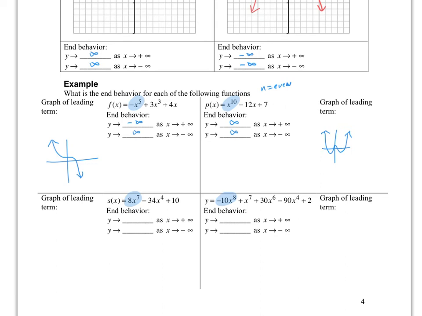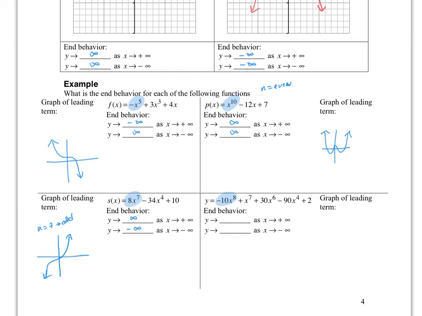Okay, now in the next example, you can see that the leading term has an exponent that is odd. So here n is 7, which is odd. The leading coefficient, which is a, is positive. So the graph is going to look like this. Okay. So you can see that as x goes to infinity, this goes to infinity. As x goes to minus infinity, this goes to minus infinity. And yes, it is that easy. That's it.